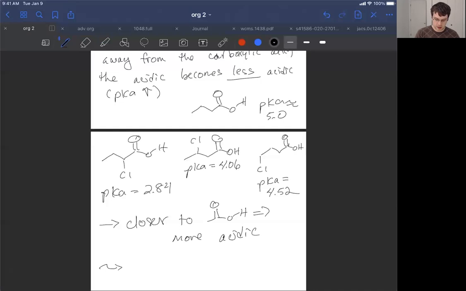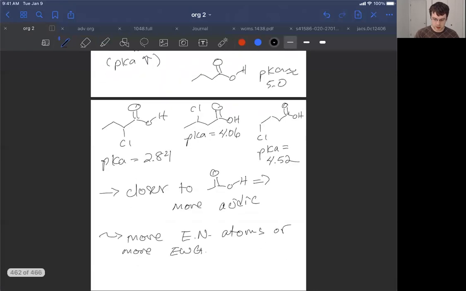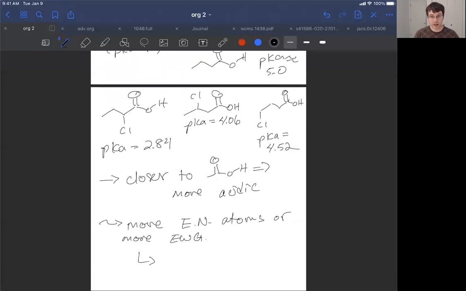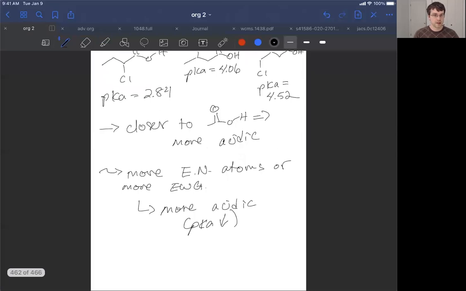Now, in addition to that, more electronegative atoms or more electron withdrawing groups will, think about it, if we add more chlorine atoms or more things that will withdraw electron density away from that negatively charged center, we're going to also make the carboxylic acid more acidic. And again, this isn't quantitative. We can remind ourselves what we expect to see here. Okay, so a nice example of that is if we have 3 fluorine atoms, fluorine our highly electronegative element on the periodic table.